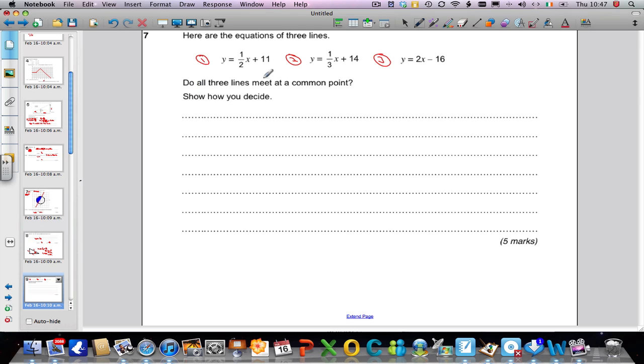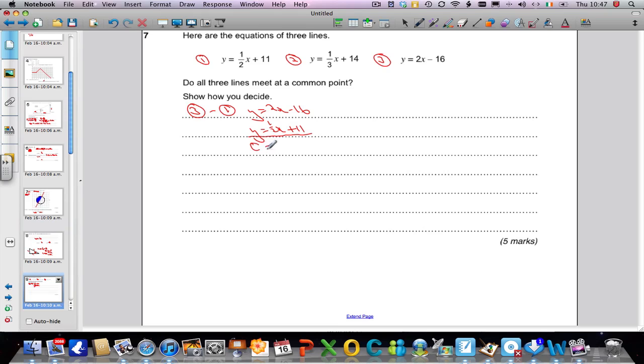Right, a lot of talking there. Let's just check out how this works. So I'm going to do equation 3, and I'm going to take away equation 1. So let's write down equation 3 again. You had y equals 2x minus 16, and equation 1 is y equals a half x plus 11. Right, so we're doing equation 3, take away equation 1.